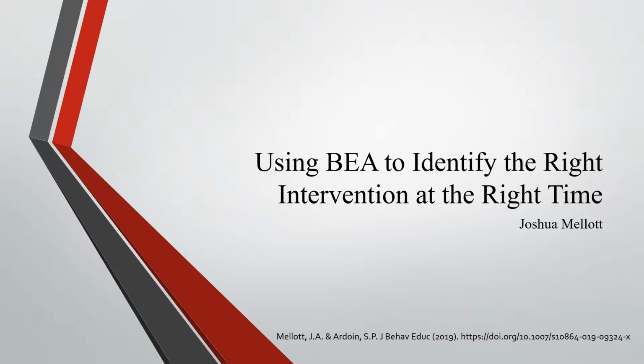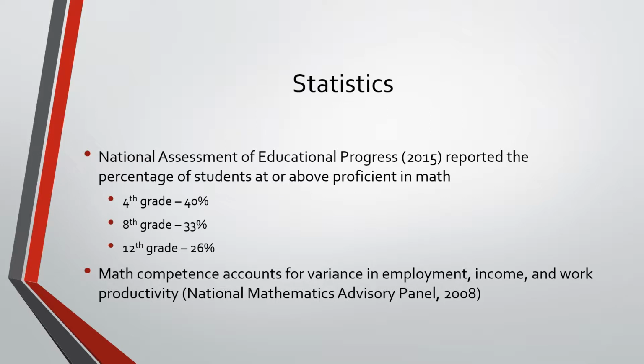So starting off with some statistics, the National Assessment of Educational Progress every few years reports the percentage of students who are at or above proficient in math. Back in 2015, they found these percentages for different grade levels. In fourth grade, only 40% of students were at or above proficient in math. That decreased to 33% in eighth grade, and even further to 26% in 12th grade.